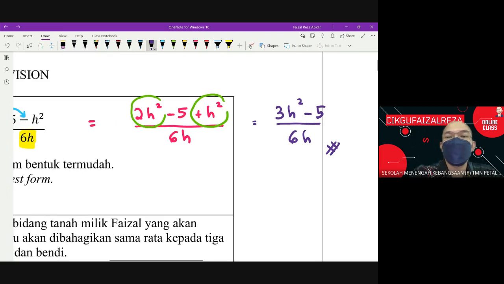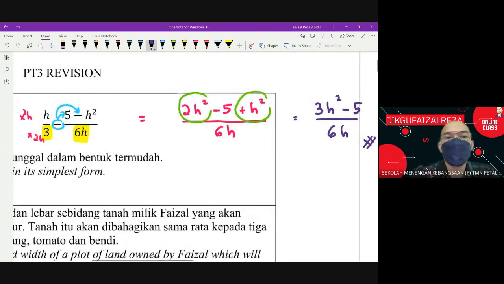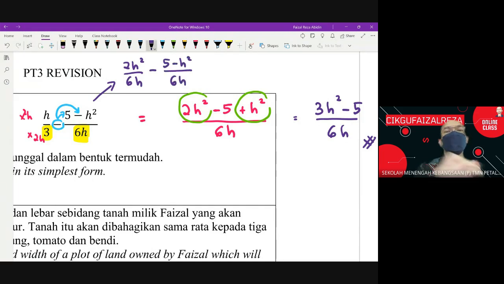Why, since we have multiplied, and the 3 also multiplied, why is it not there, why is there a 6? Because we make it the same. If you do it like this, 2h squared over 6h minus 5 minus h squared over 6h. Only then we put them together. Because we want to combine, since now our denominators are the same.